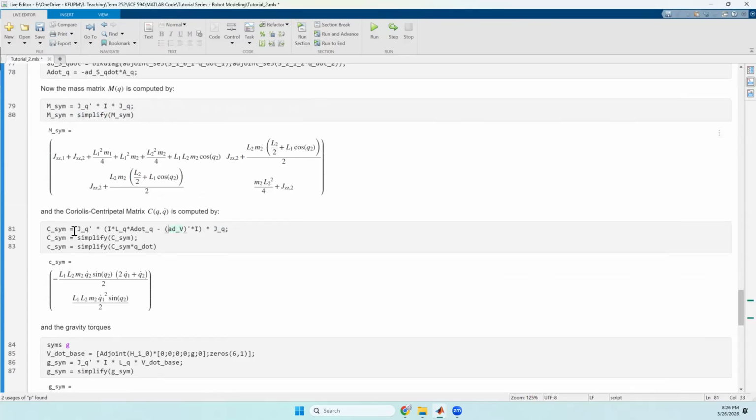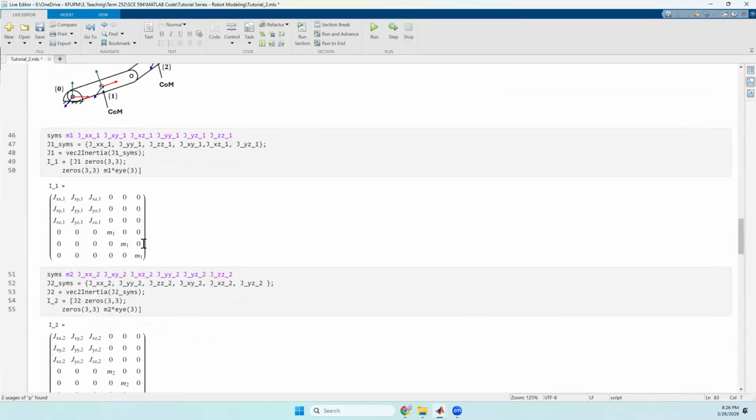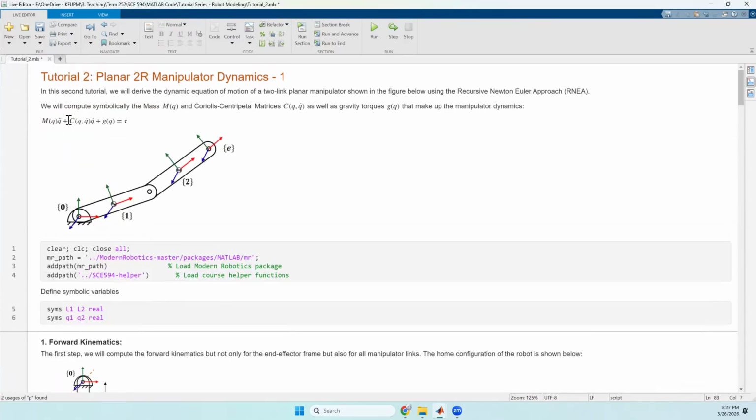Okay, the centripetal terms are given by this expression. We also simplify them. This is actually a very important part, and I'll come back to that later. If you go back to the dynamic equation, the Coriolis-Centripetal matrix never appears alone. It's always multiplied by Q dot.